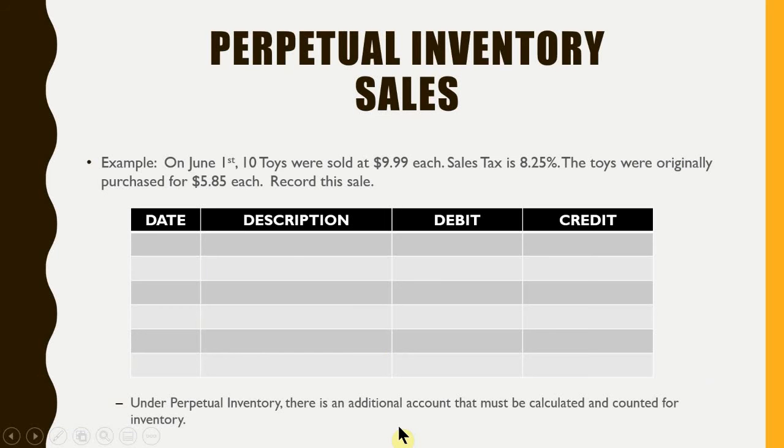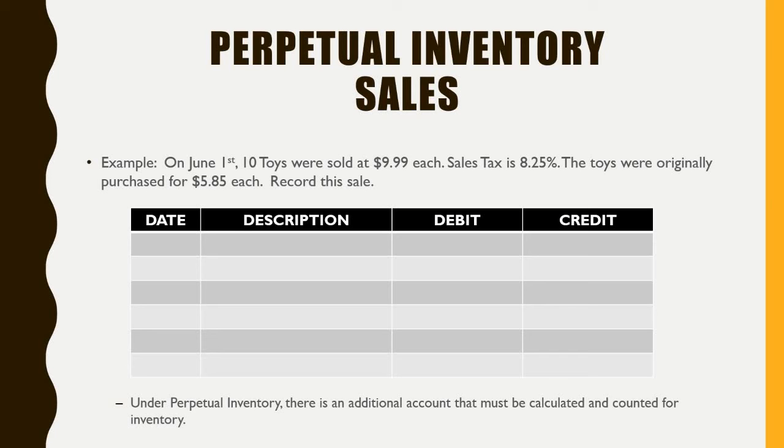So again, we talked about how sales work, and here's a little example. On June 1st, 10 toys were sold at $9.99 each. Sales tax was 8.25%. The toys were originally purchased for $5.85 each. Record this sale. This $5.85 includes freight charges as well.